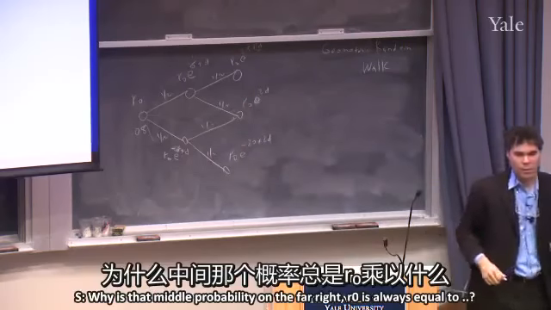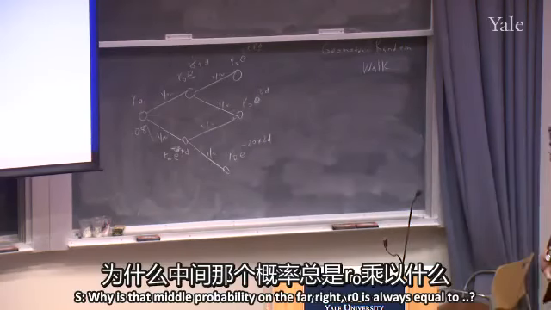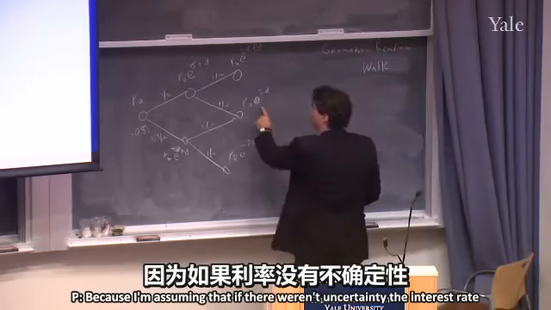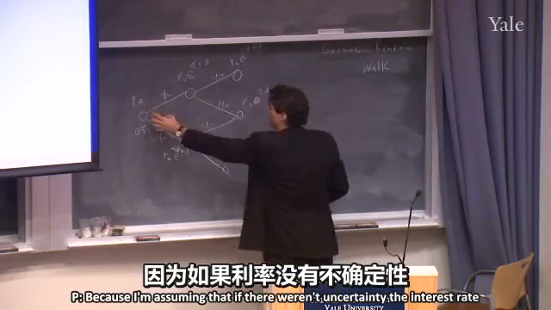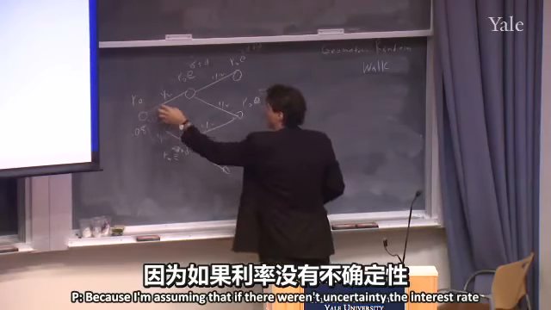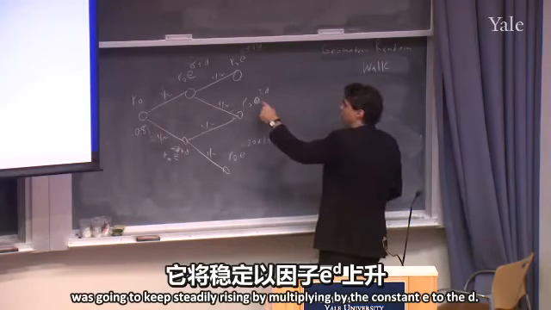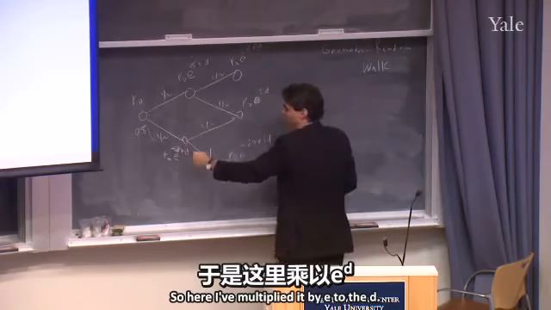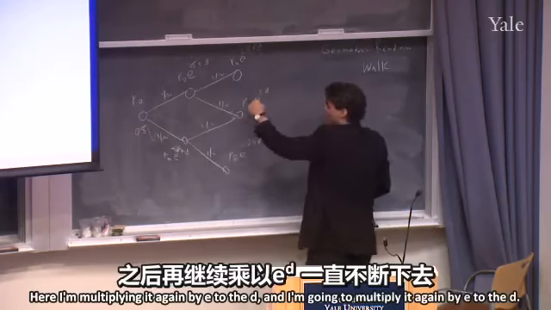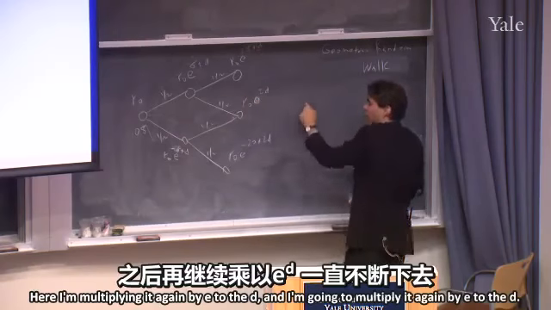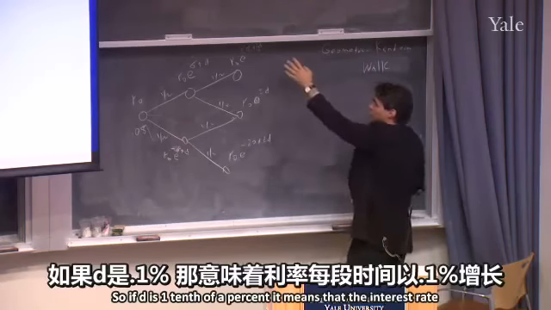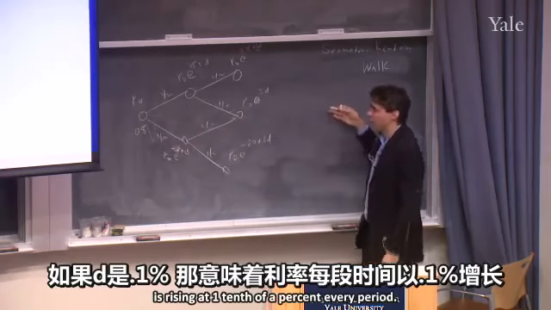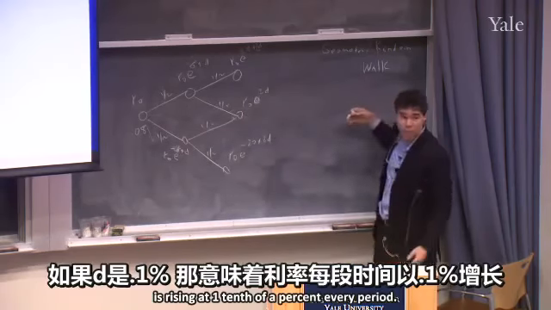Yeah. Why is that middle probability on the far right, R0 times e to the 2d? Okay, because I'm assuming that if there weren't uncertainty, the interest rate was going to keep steadily rising by multiplying by the constant e to the d. So here I've multiplied it by e to the d. Here I'm multiplying it again by e to the d. I'm going to multiply it again by e to the d. So if d is 0.1%, it means that the interest rate is rising at 0.1% every period.